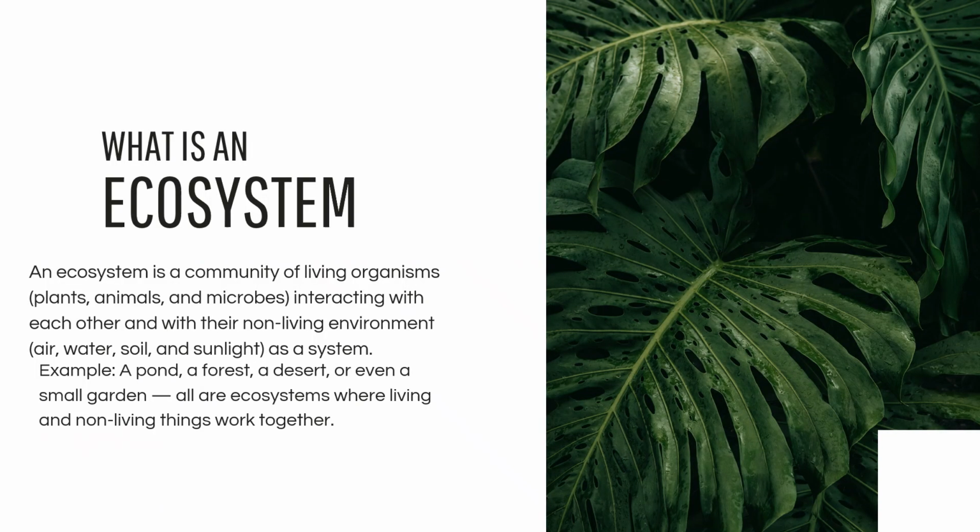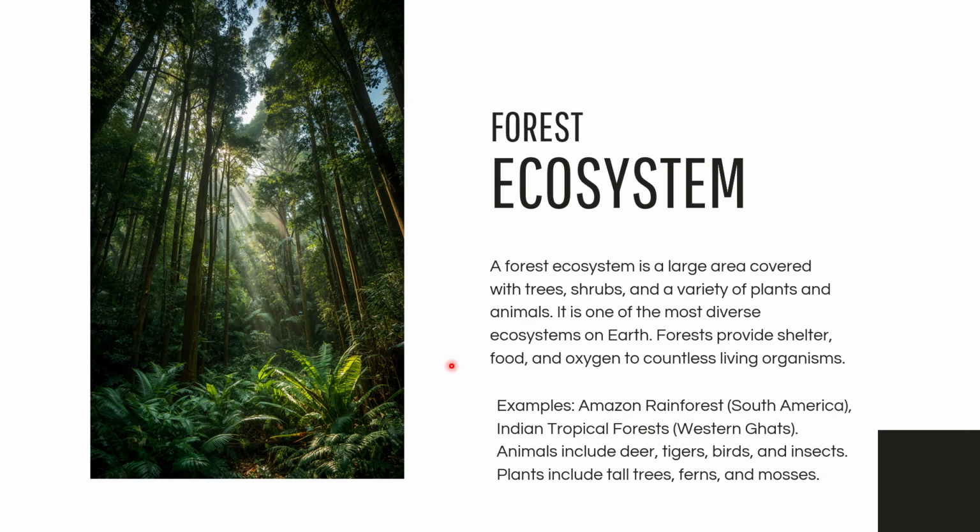Let's proceed further. What is an ecosystem? We already understand this, okay? First, I would like to give you one example. This is a forest ecosystem. As you can see, a forest ecosystem is a large area covered with trees, shrubs, and a variety of plants and animals. Forests basically have trees, plants, wild animals, sunlight, and weather changes.